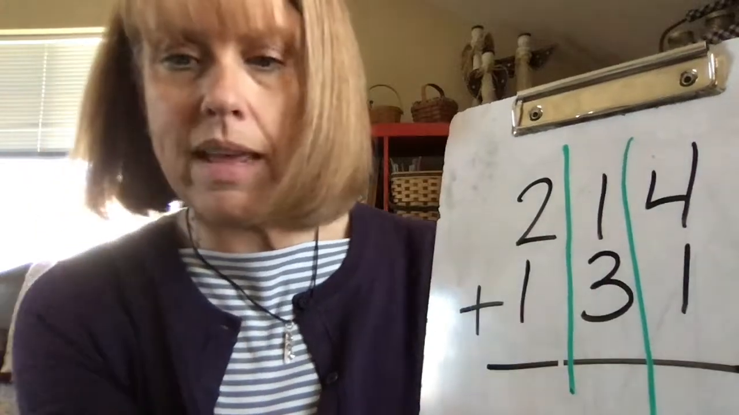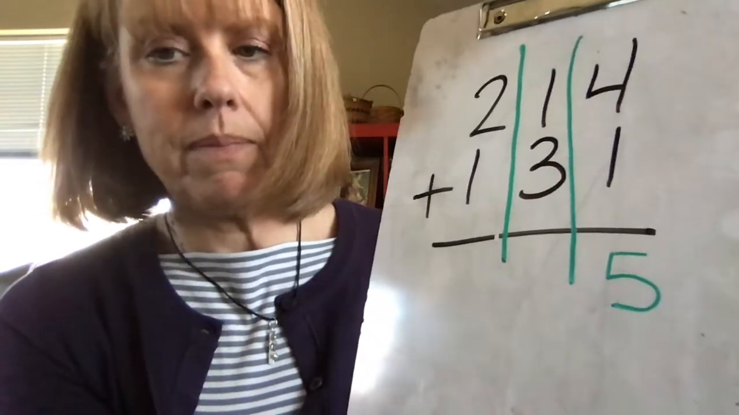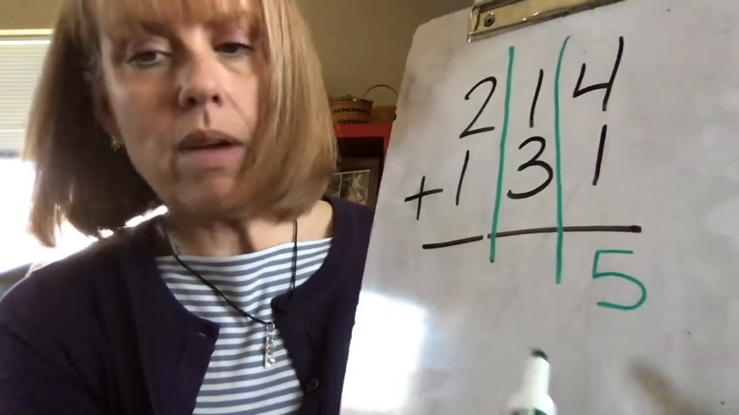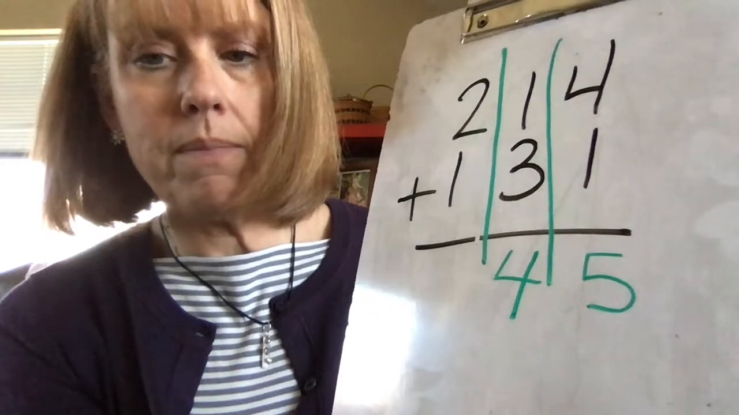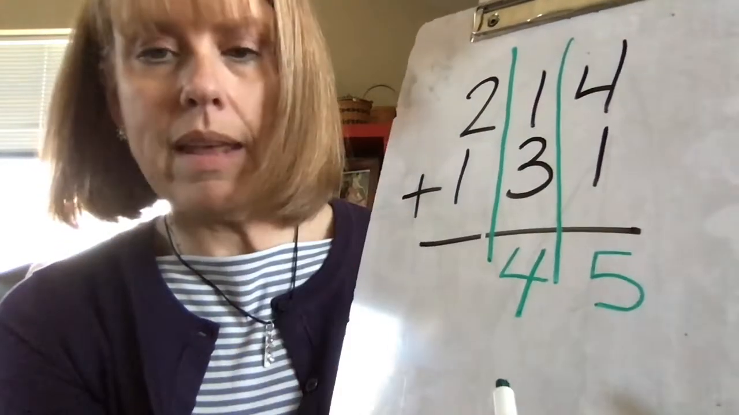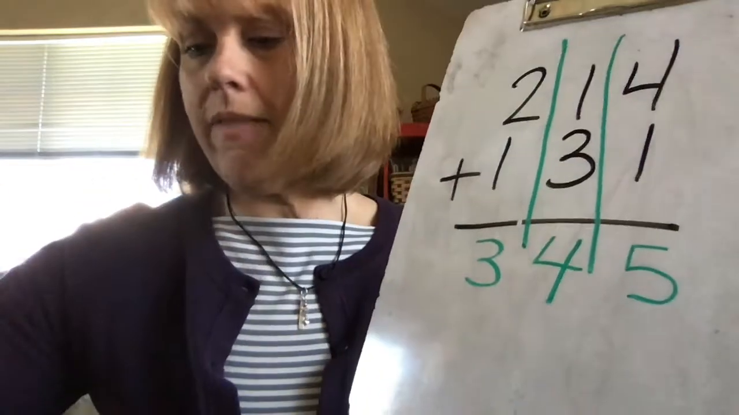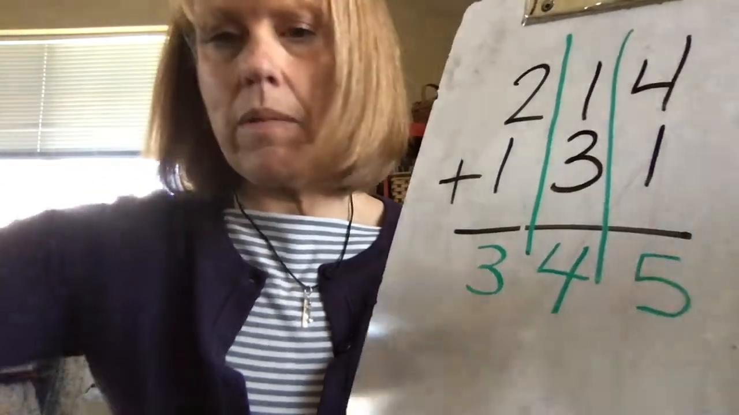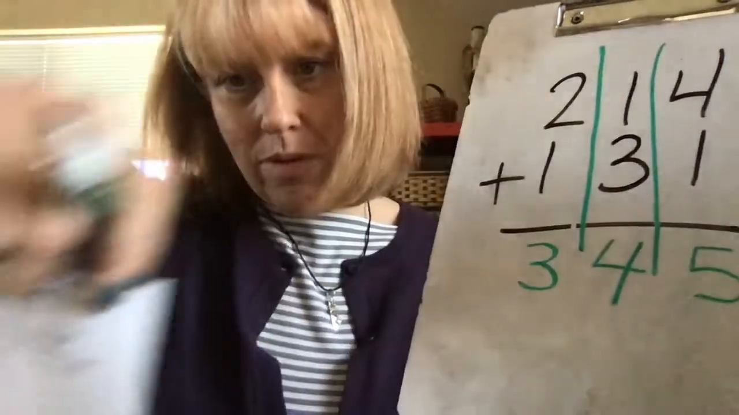So 4 plus 1 equals 5. 1 plus 3 equals 4. 2 plus 1 equals 3. 345. Is that the same answer we got when we did it this way? It sure is, 345. That's 2 ways to do it.